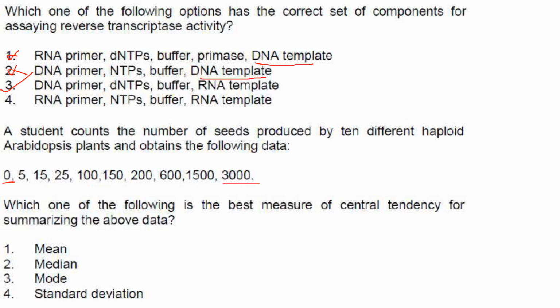Whereas the median is the middle value of the data when arranged in ascending or descending order, and it is not affected by very large numbers. So the median can be used. Mode is the most frequently occurring value. Here all the values are occurring only once, so the mode cannot be used. Standard deviation is not a measure of central tendency.